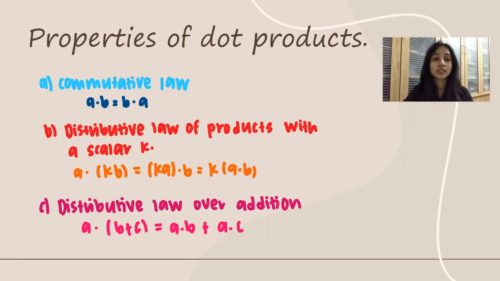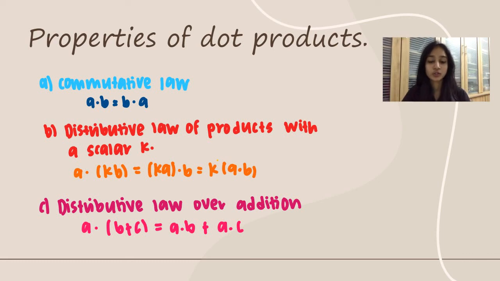There are three properties of dot products. The first property is known as commutative law. In this law, you times in the vector of A and B together. For an example, the vector of A times B is the same and equal as the vector of B times A.